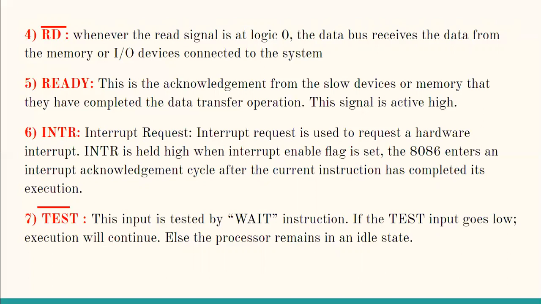So the processor has to take the acknowledgement from the peripherals or the slower devices for the further operation. So whenever the peripheral has completed its data transfer operation and can continue for the next operation, it sends the acknowledgement through the ready signal, and it is an active high signal. When 1 is sent on this pin to the processor, it indicates that the peripheral is now available for performing the next data transfer operation.